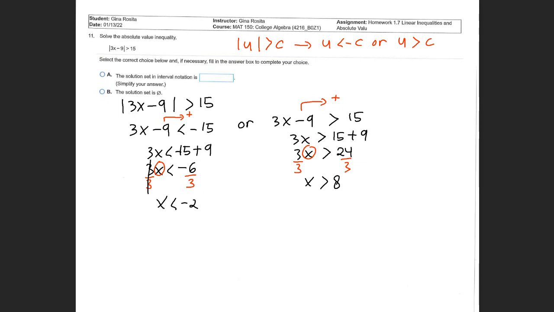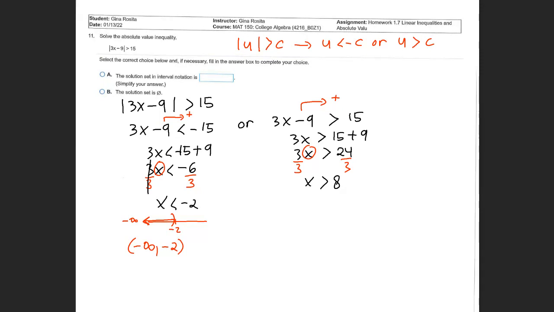Now, less than. You can make a number line so it's easy for you to see. This is negative 2, go to the left because the arrow goes to the left, so it goes to negative infinity. Remember, negative infinity is always open. Negative infinity to negative 2, open because this is open.